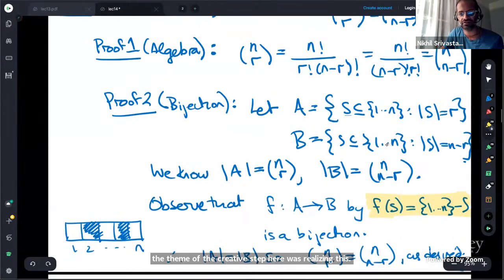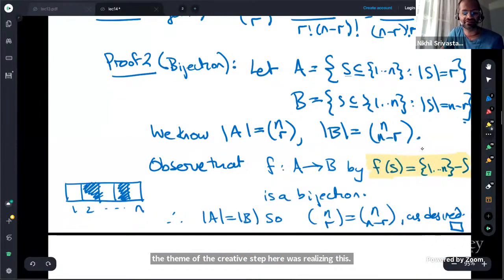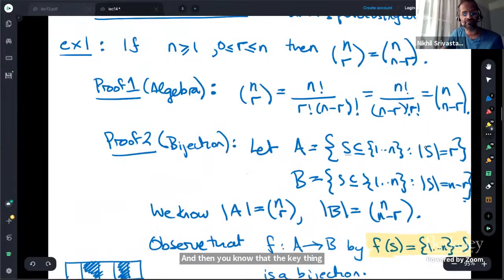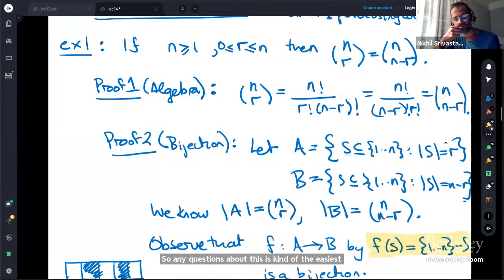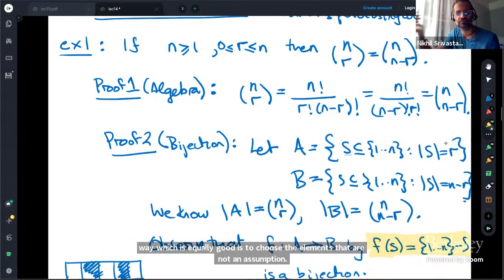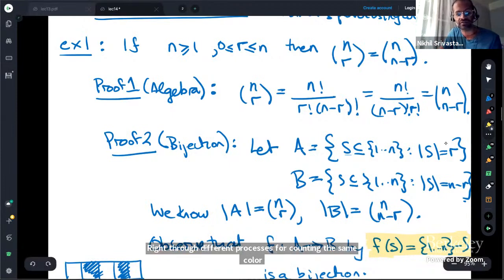And you know, the key thing is that this is a bijection. So any questions about this? This is kind of the easiest combinatorial proof. You can also think of it like, here are two different ways of choosing an r-subset of 1 through n. One of them is to choose the elements in the subset. A different way, which is equally good, is to choose the elements that are not in the subset. Right? Two different processes for counting the same collection of objects.